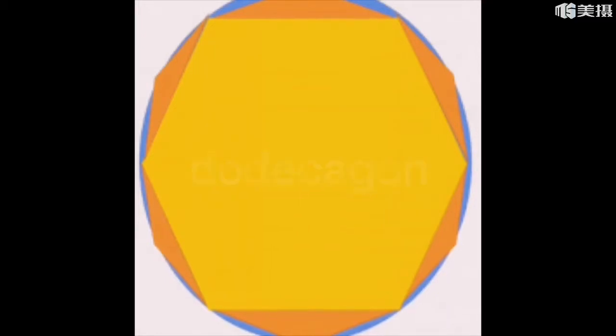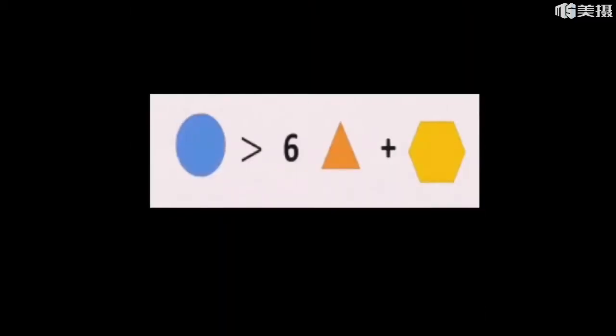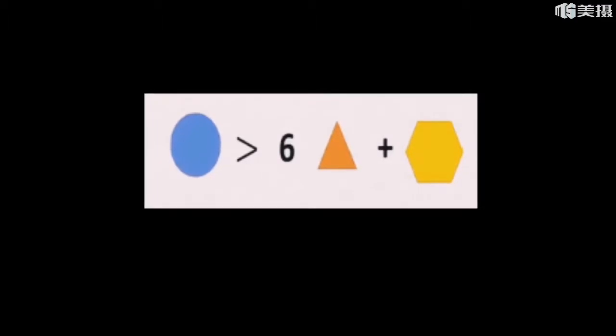Another story is the following picture. This is a hexagon that is inscribed in a circle. Then we add a triangle at each side of the hexagon, just like in the following picture. The hexagon turns into a dodecagon. According to the graph, we can easily see that the area of the dodecagon is smaller than the area of the circle. Then we can get the following equation, that is, the circle's area is bigger than the 3 triangles plus the area of the hexagon.